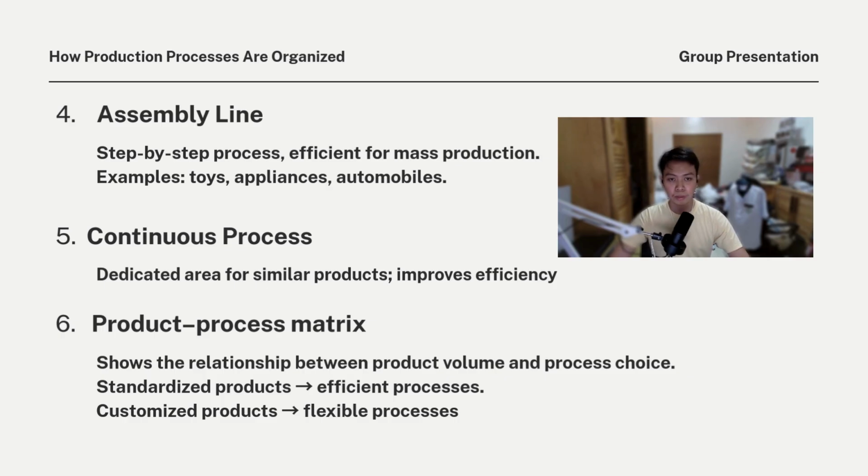And lastly, product process matrix. Finally, there's the product process matrix, which shows the relationship between product volume and process choice. Standardized products with little variation are suited for highly efficient processes, while customized products require more flexible processes.